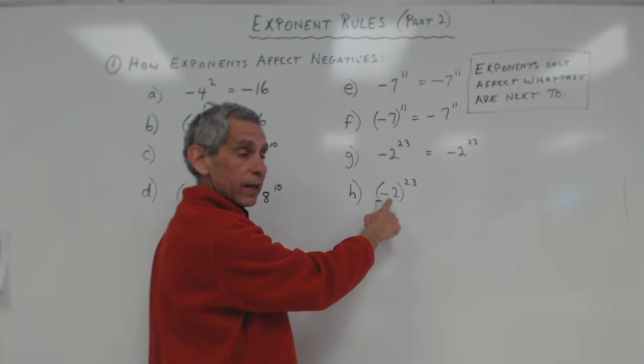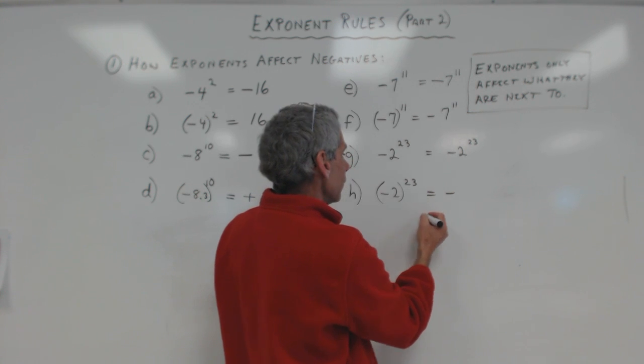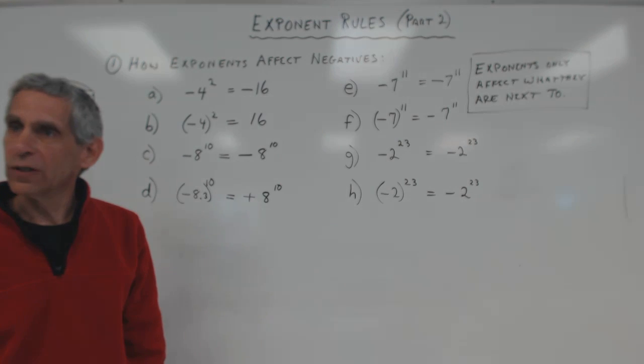This does affect the negative, but it's odd. So it's negative. So it's going to stay negative, and then I'm going to just write the 2 to the 23rd. That would be the same thing. Does that make sense? Yeah.